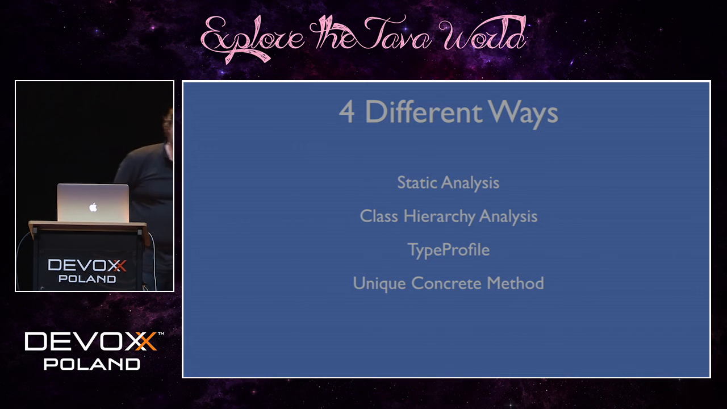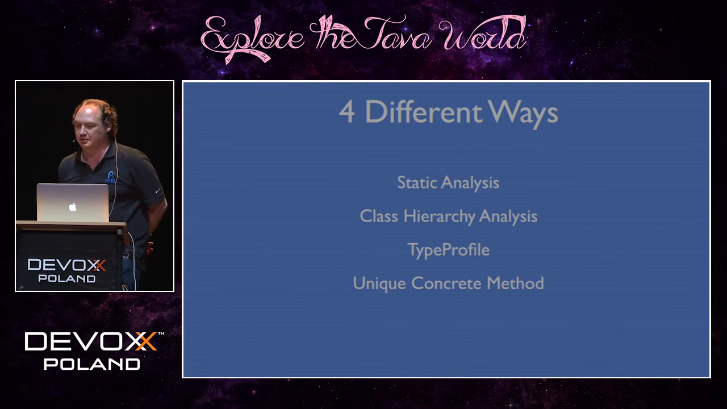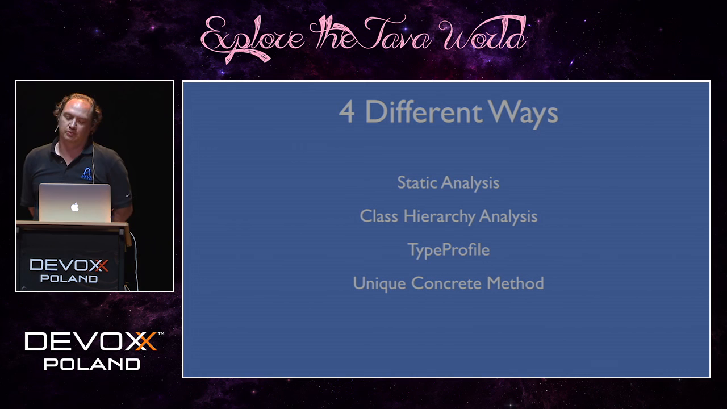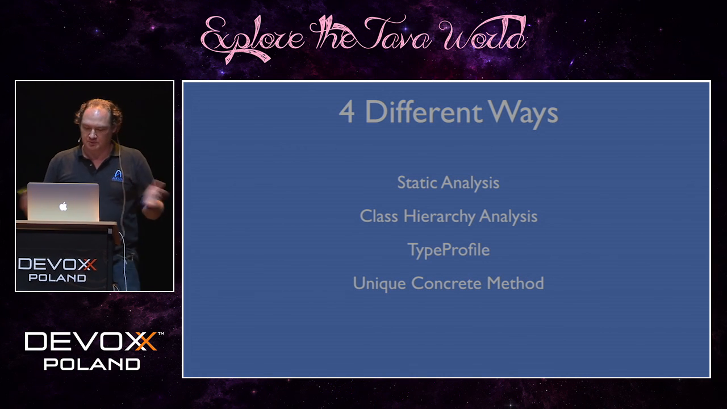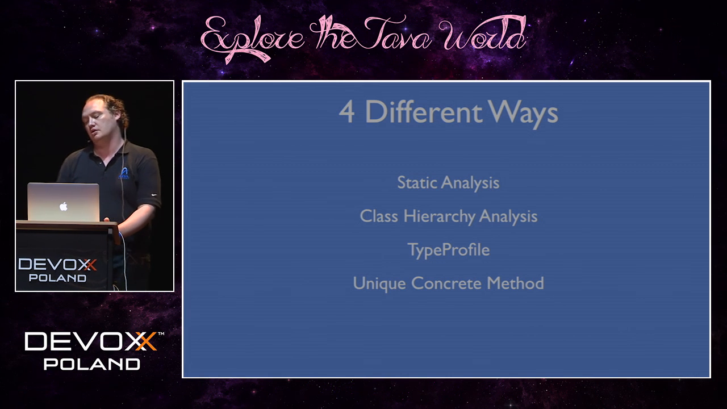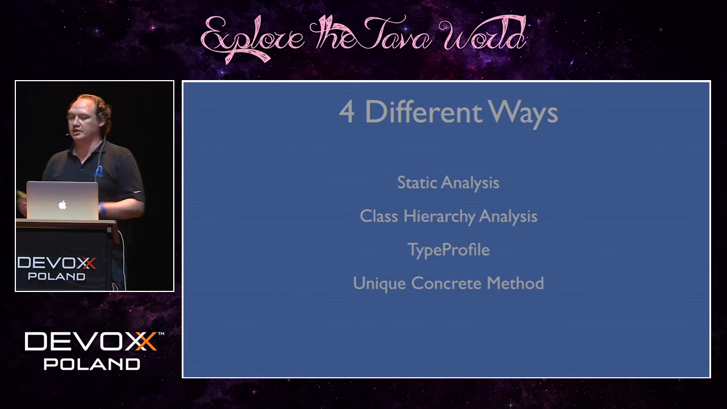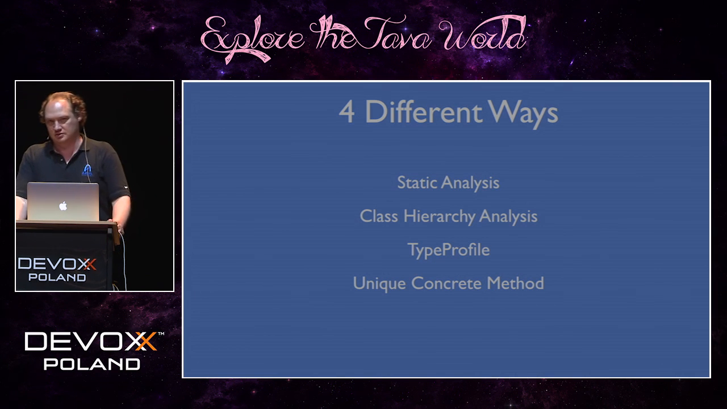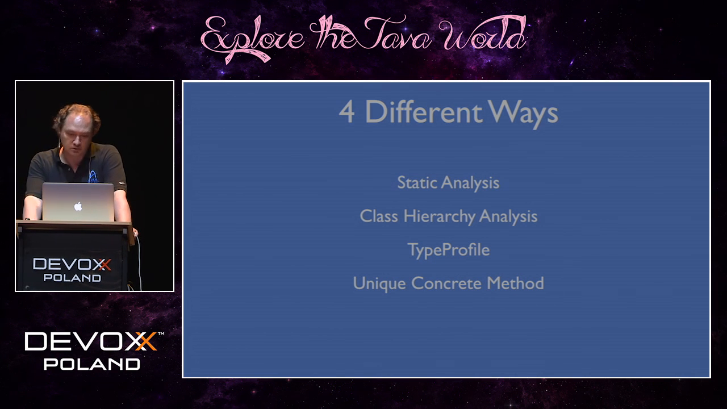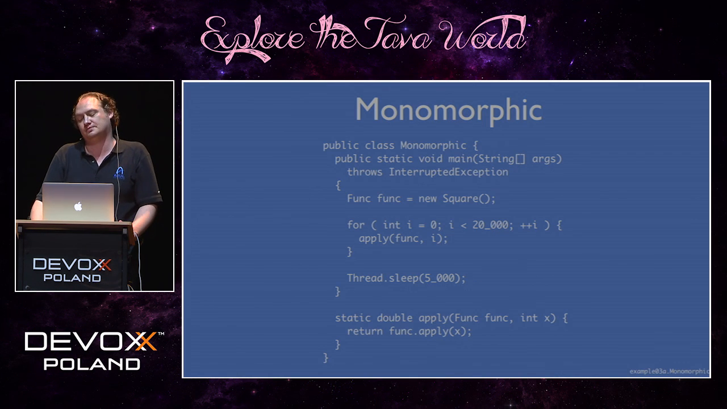We're going to look at 2 of them, plus a little bit of one more. There are 4 different ways. Static analysis, which is what a C or C++ compiler could do. There's something called class hierarchy analysis, which a statically linked C or C++ compiler could do. Or this thing called type profiling. We won't talk about the last one.